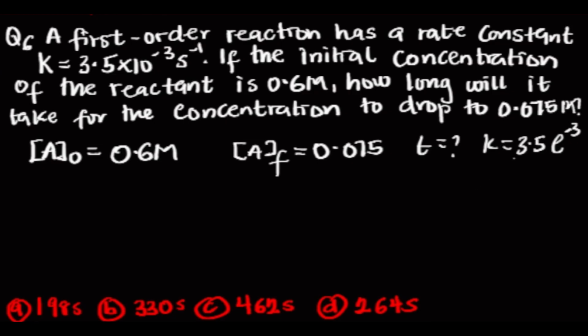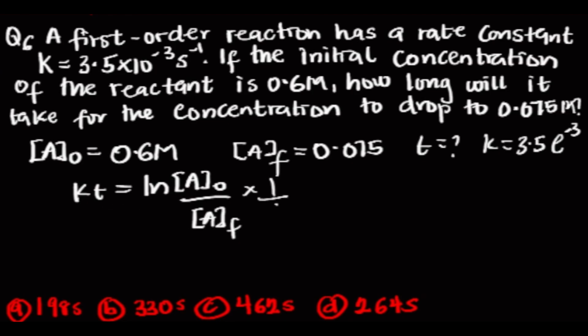Since we're asked to calculate for time, we can simply use kt equals the natural log of the initial concentration A naught divided by A final. Let me go ahead and record the formula first. We can multiply both sides by 1 over k, so that k and 1 over k cancel out, and we're left with t. Let me write it like that.